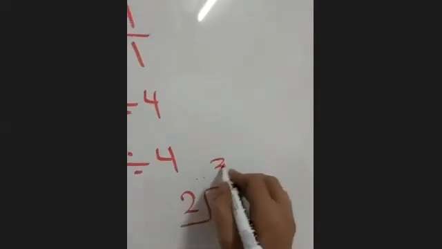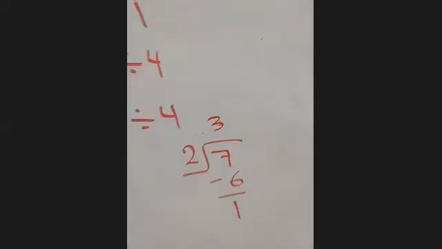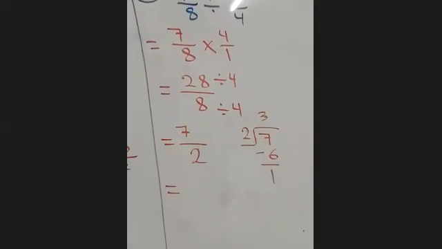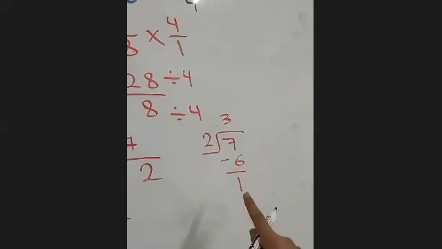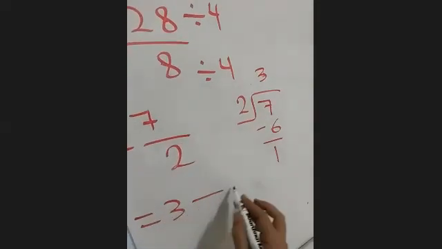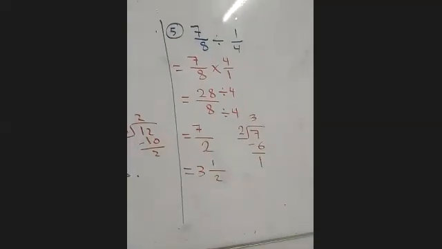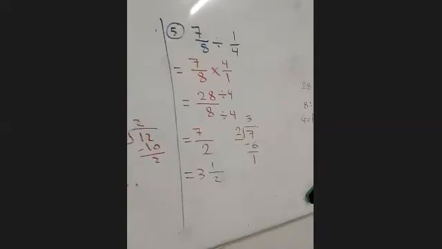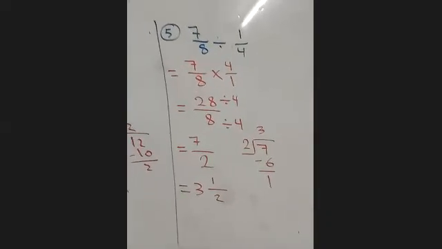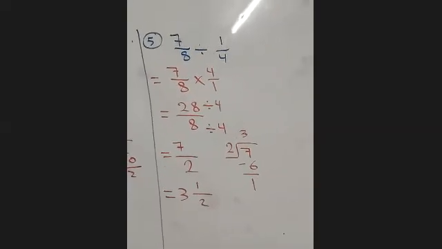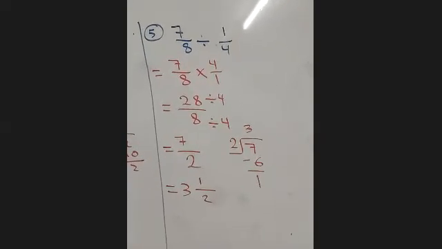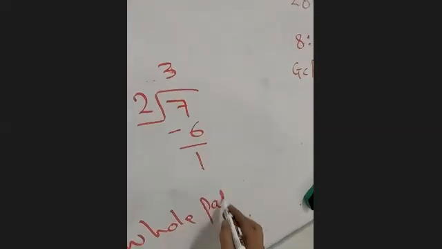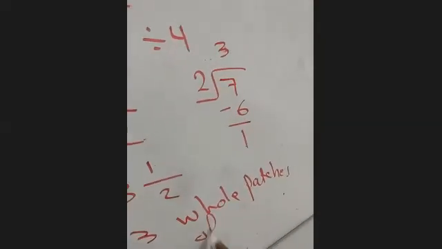Long division, normal division. 7 divided by 2 is 3, 6, subtract, 1. So what is this mixed number here? 3 and 1 over 2. Now, this girl wants to make batches of icing. So how many whole batches of icing can she make? Whole: 3. So she can make 3 whole batches of icing.